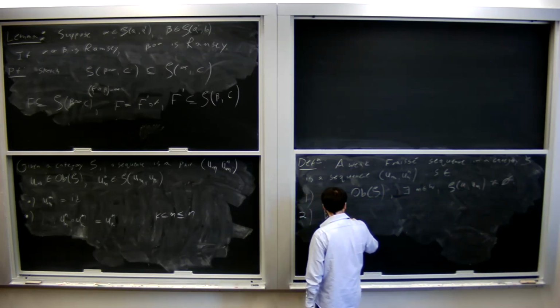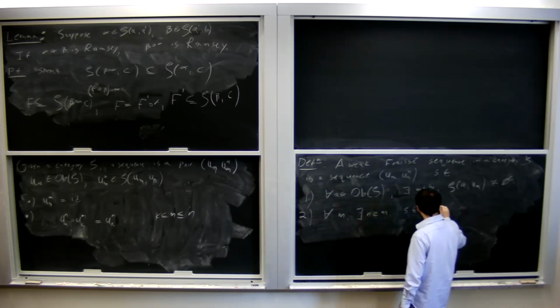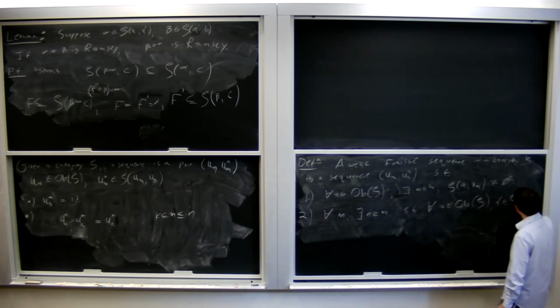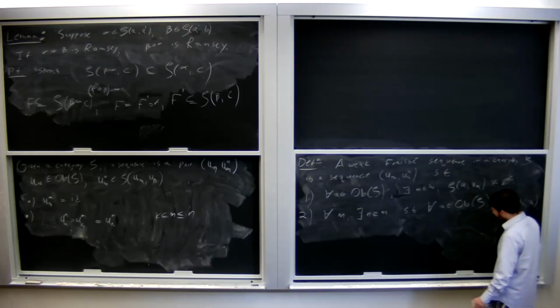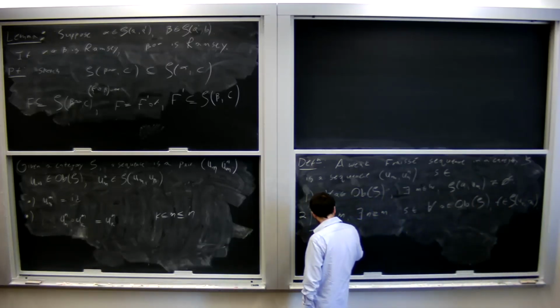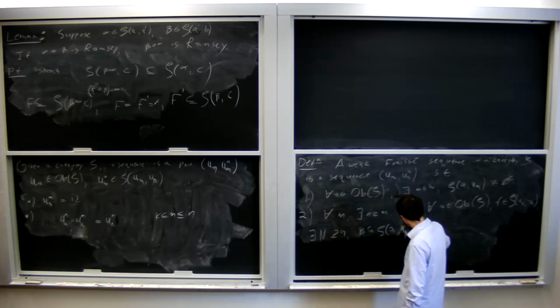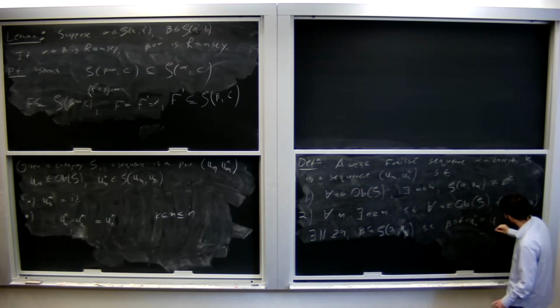So for all M, there exists an N larger than M such that for every, I guess let's call it A, object of S and F, I'll try to draw a picture with this too, some arrow from the bigger thing, from U_M into A. There exists a bigger N and a beta from A into U_N such that beta composed with F equals U_MN.